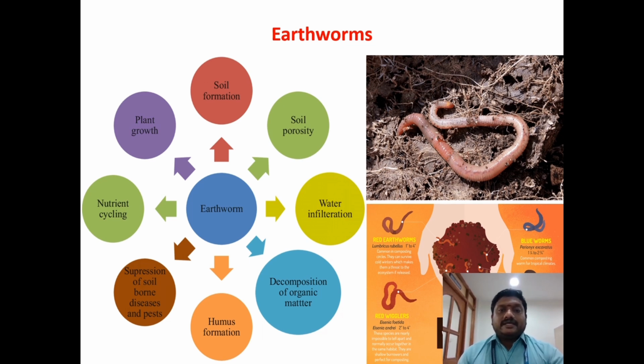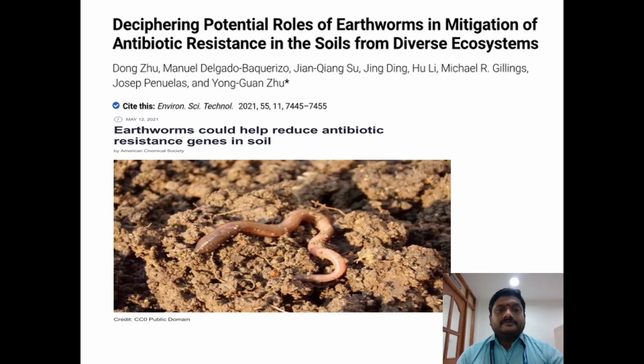These are the major roles of earthworms, and they come in different types. Red earthworms, blue earthworms, and we can see different types of earthworms in the agriculture soil. And this is the article where we can think about earthworms in a high value manner. So the thing is, earthworms could help to reduce antibiotic resistant genes in soil.